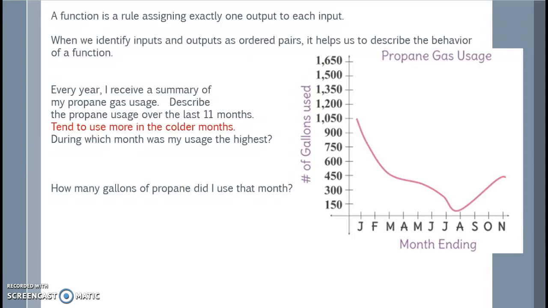I can see that I tend to use more gallons of propane in the colder months than in the warmer months. As my graph is decreasing, and then as it gets colder, it starts to increase again. I can see that the highest place that my graph reaches is when it's in January at approximately 1,050 gallons.